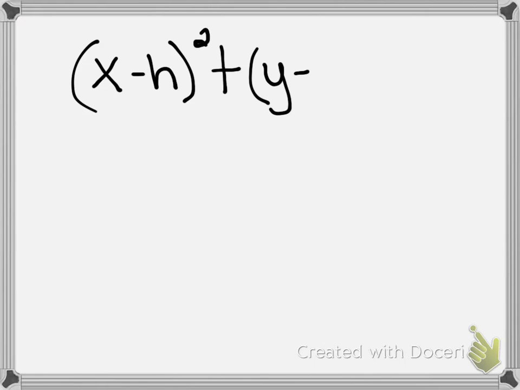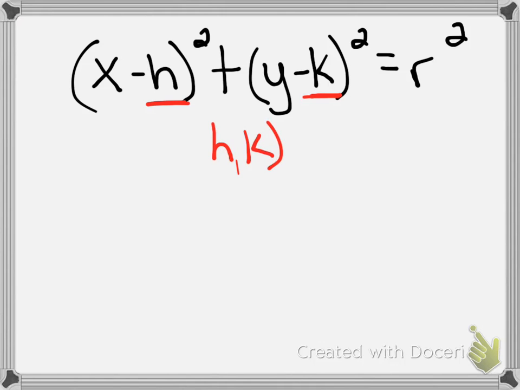If it's not around 0, 0, it's not any more complicated. You just have a slightly different formula: x minus h squared plus y minus k squared equals r squared. That looks confusing, I know, so don't freak out like you usually do. This h and this k are simply the center of the circle. So (h, k) is always your center.